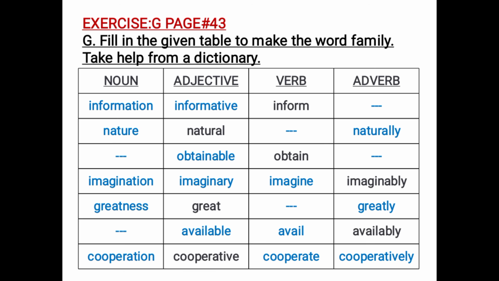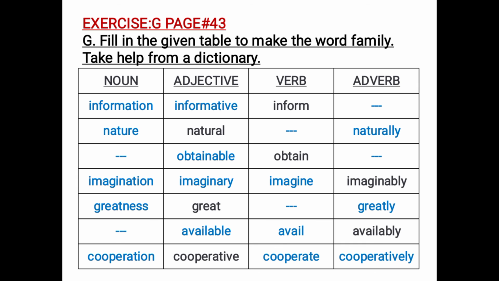Just like that, great is an adjective. When it becomes a thing, it means it becomes a noun. Great becomes greatness. And when it is changed into an adverb, it becomes greatly. And the family of great has no verb. Again, availably. Availably is an adverb. In this family, the verb is avail, the adjective is available, and this family has no noun.